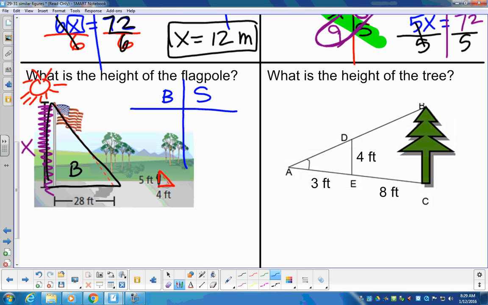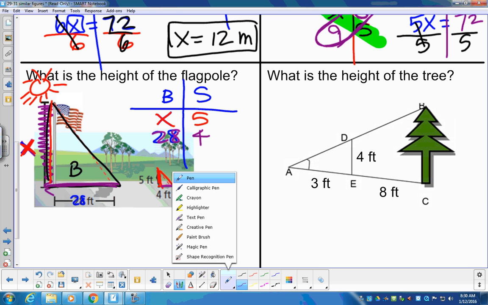In the big figure, we have an x and we have a 28. The x is in the same position as the 5. So the height of the flagpole is in the same position as the height of the man. So the x and the 5 go in the same spots. X in the big is in the same spot as the 5 in the small. I hope we're feeling okay with that. In the other spot, the 28 is in the same position as the 4 in the man. So the two shadows are in the same spot.